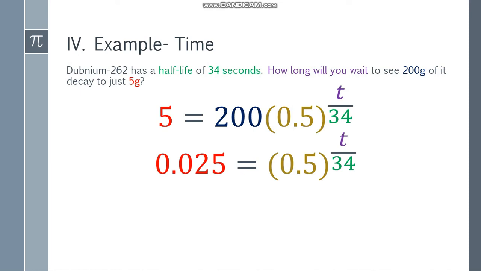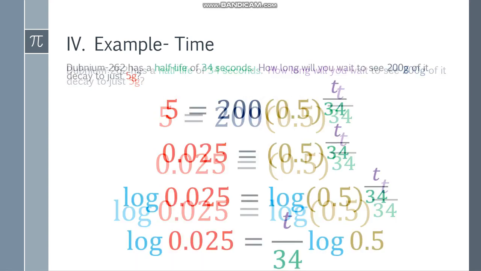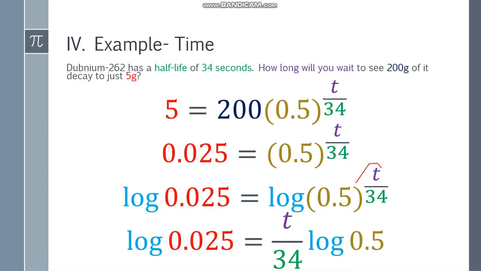So let's apply the logarithms. Apply logs to both sides like that. And now use the power rule, one of the properties of logarithms. So the t over 34 here will be placed here. So we have log of 0.025 is equal to t over 34 multiplied by log 0.5.